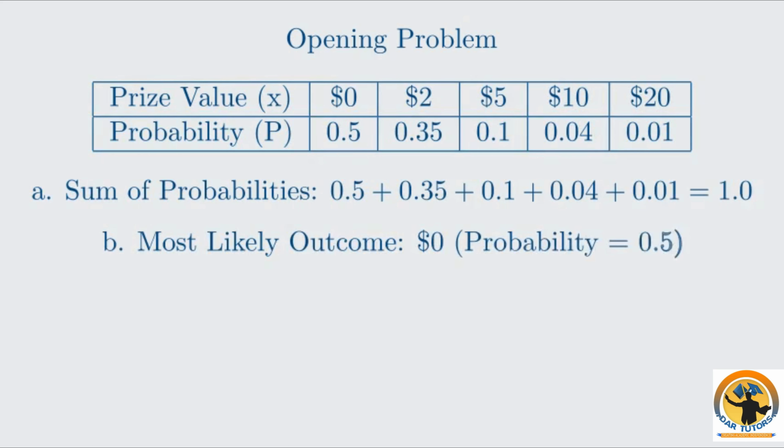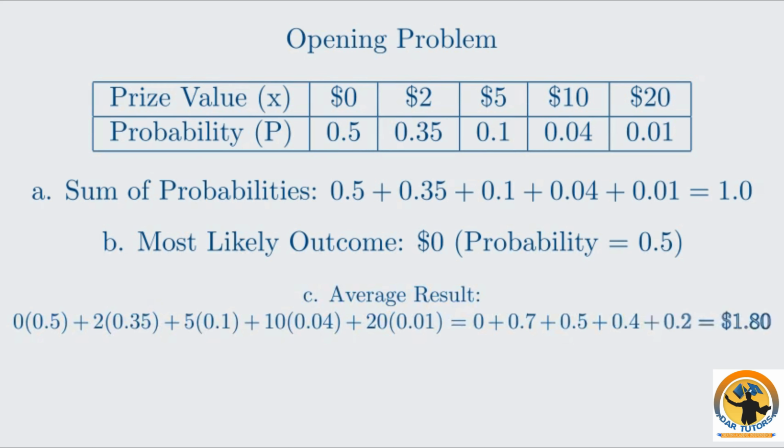The sum is 0.5 plus 0.35 plus 0.1 plus 0.04 plus 0.01, which equals 1. This sum must be 1 because it represents all possible outcomes. There are no other options. Second, what is the most likely outcome? By looking at the probabilities, we see that winning $0 has the highest probability, 0.5. So the most likely outcome is to win nothing.